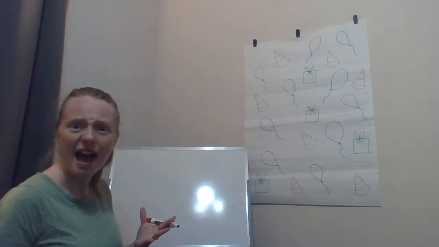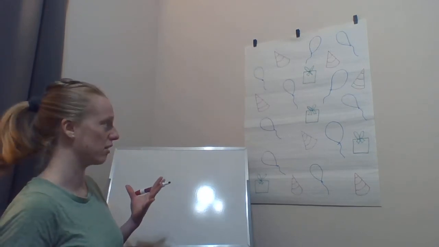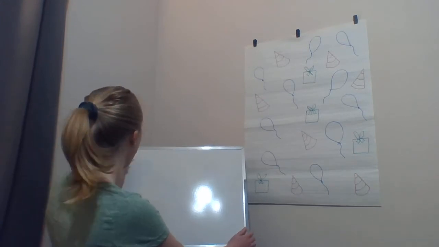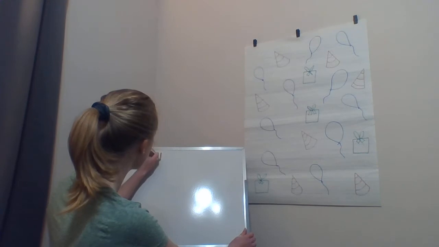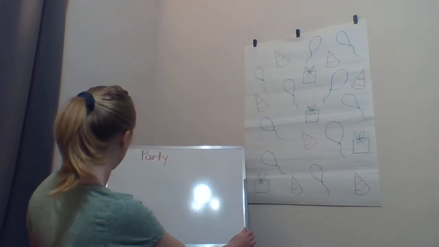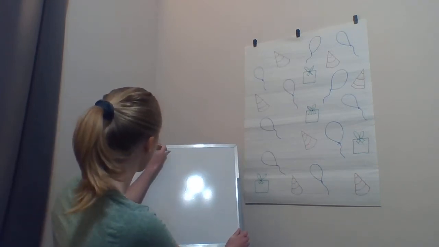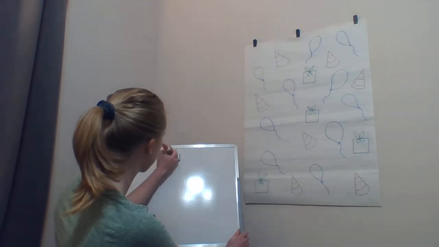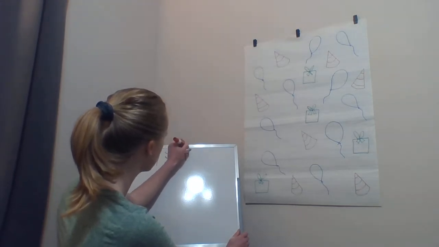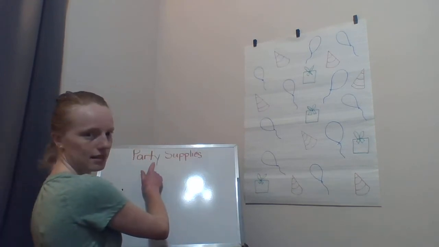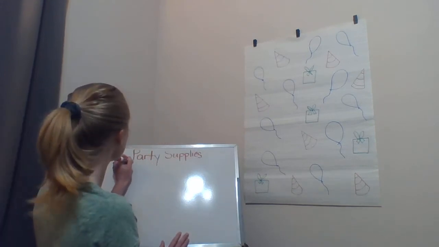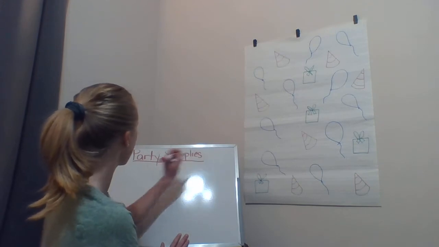Remember, graphs need to have a title. So I'm going to put party supplies, because these were all things that I saw at the party. Party supplies. Ooh, party has a sneaky Y at the end. And it has a pirate R.